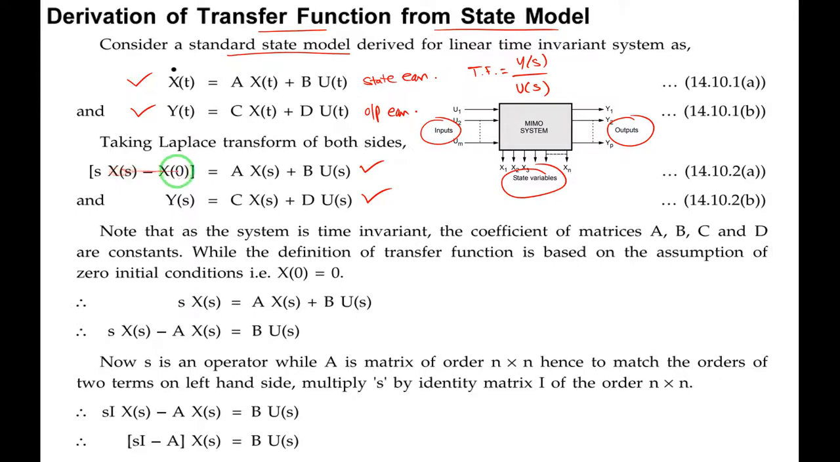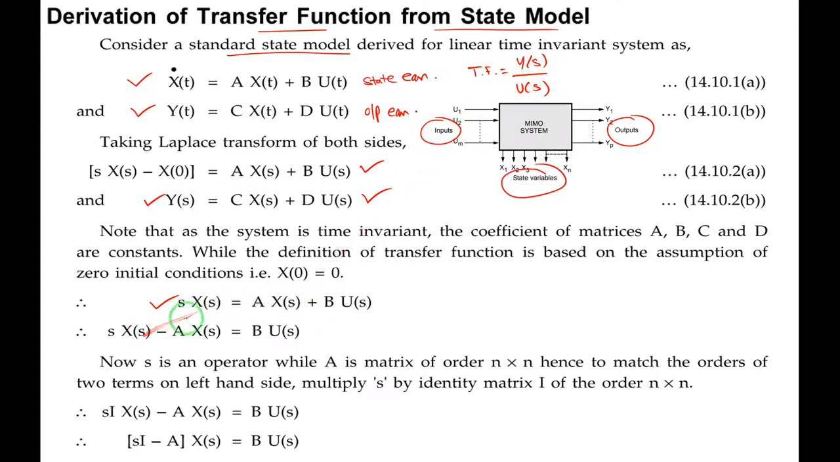So s into X of s. In the transfer function we will neglect the initial condition, so we will not take this. So only s into X of s, and the remaining thing I will write as it is: A into X of s plus B into U of s. Already I have the Y of s equation. Next I want U of s, so we will try to get U of s from this equation.